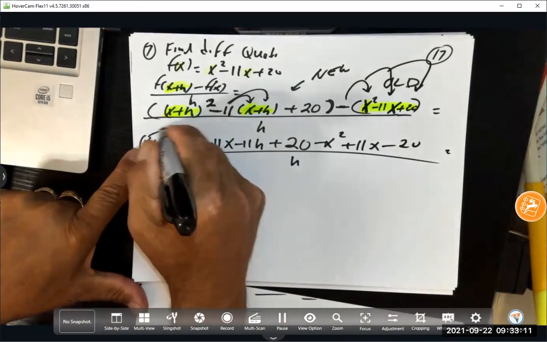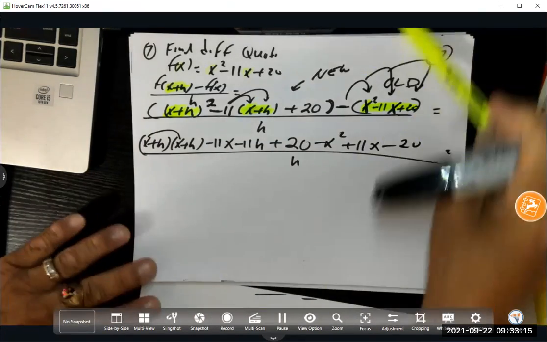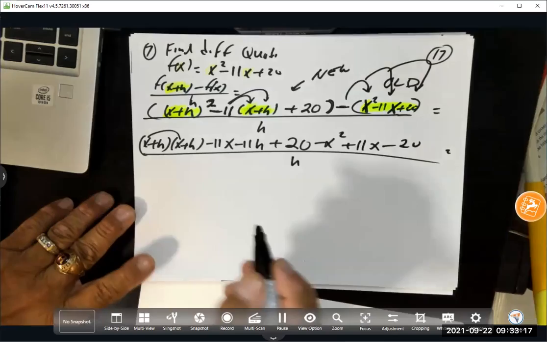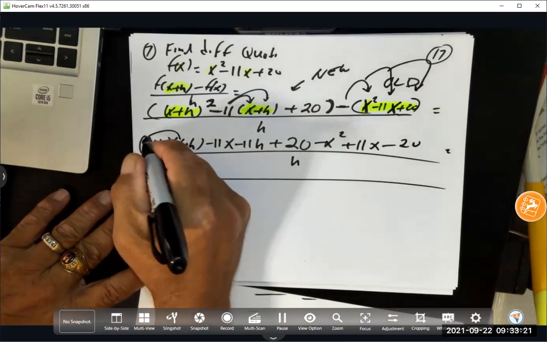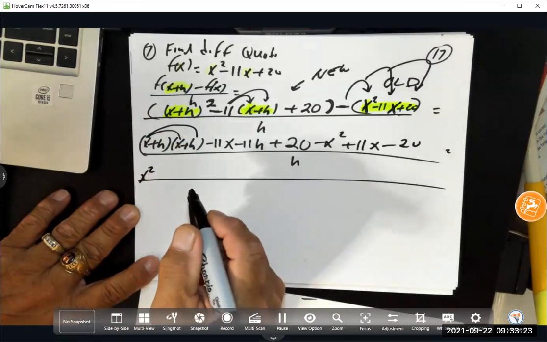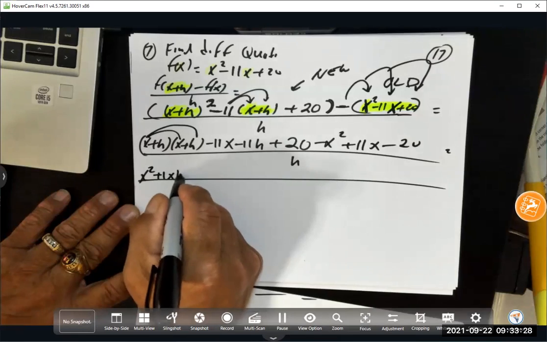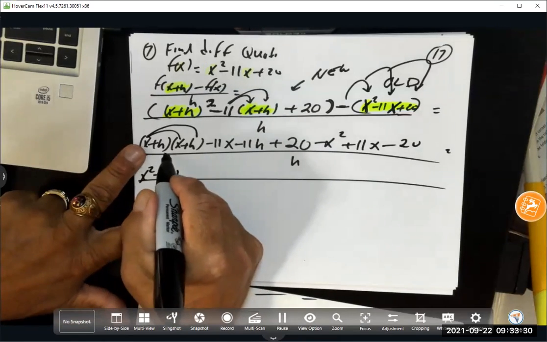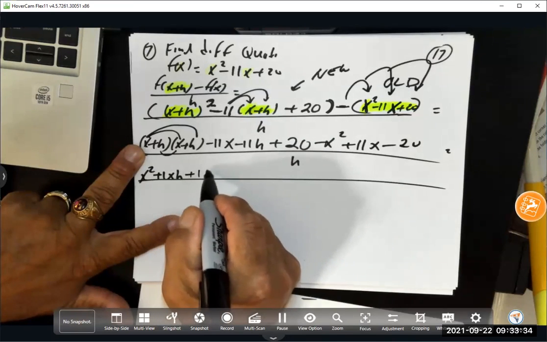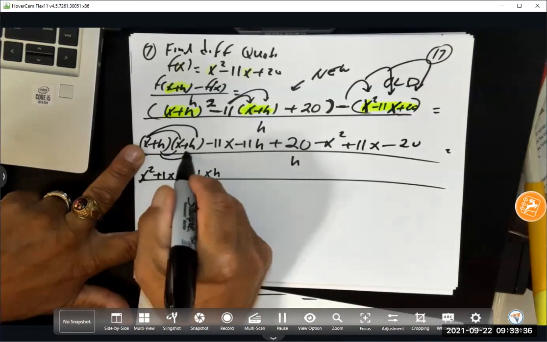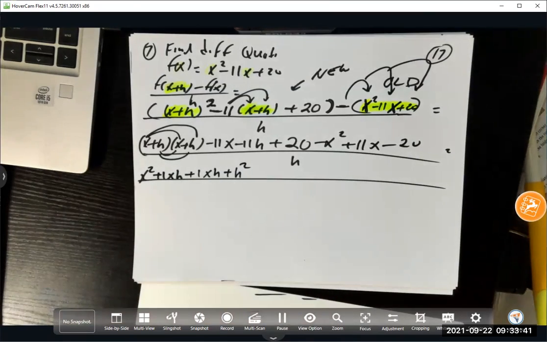So x times x, what is x times x? X squared. Yeah, that's right. This is x squared. Okay. What's x times h? XH. Yes. All right. Now, what's the other x times h? XH. What's h times h? H squared. Is it okay for the FOIL on the left side?